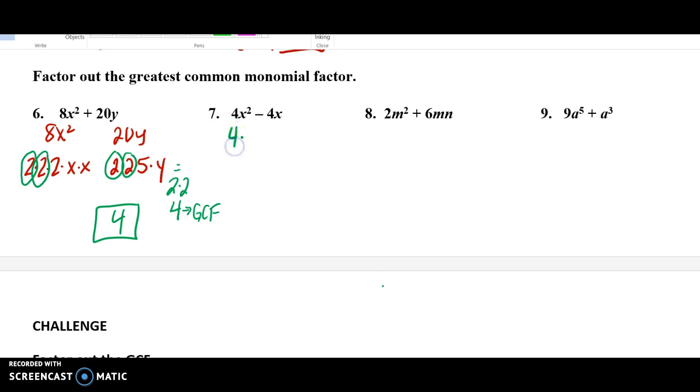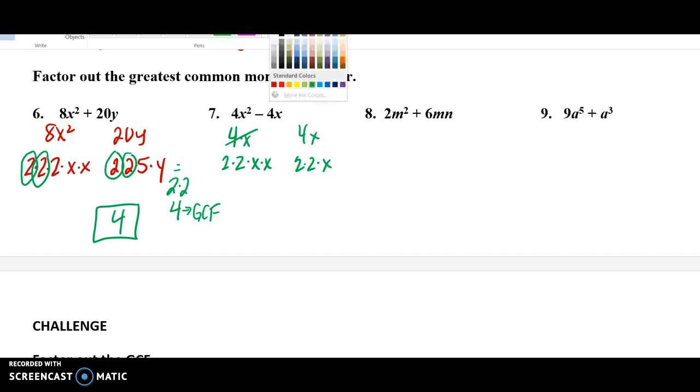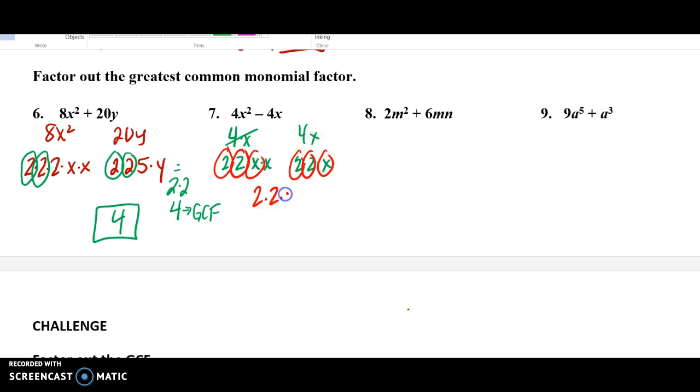So here we have 4 times x. Sorry, I made a mistake there. 8x is 2 times 2 times 2 times x, and 4x is just 2 times 2 times x. So if we find the common factors, 2, another 2, and an x, so it's 2 times 2 times x, which is 4x.